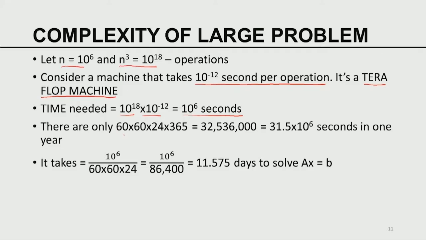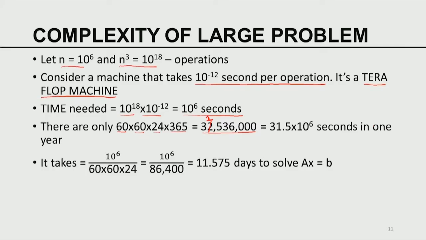In a day, there are 60 seconds in a minute, 60 minutes in an hour, 24 hours a day. There are 365 days in a year, an ordinary year, excluding the leap years. So there are roughly, this is 31, not 32, roughly 31.5 million seconds in 1 year. So I want 10 to the power of 6 seconds. There are only 31.5 times 10 to the power of 6 seconds in a year.